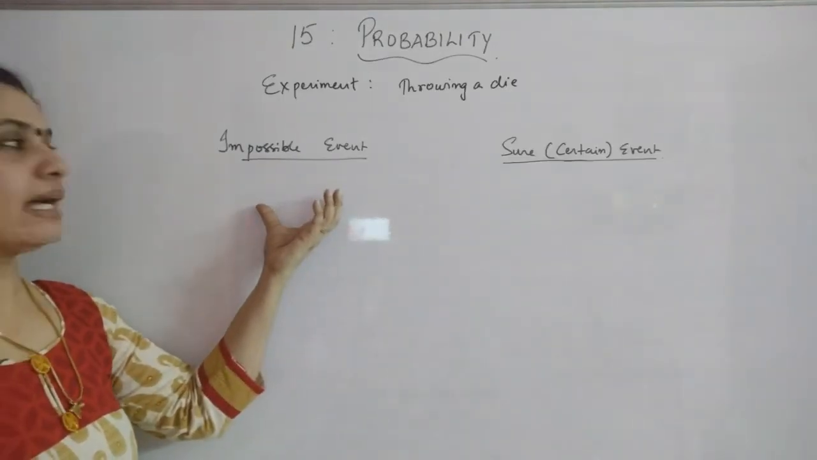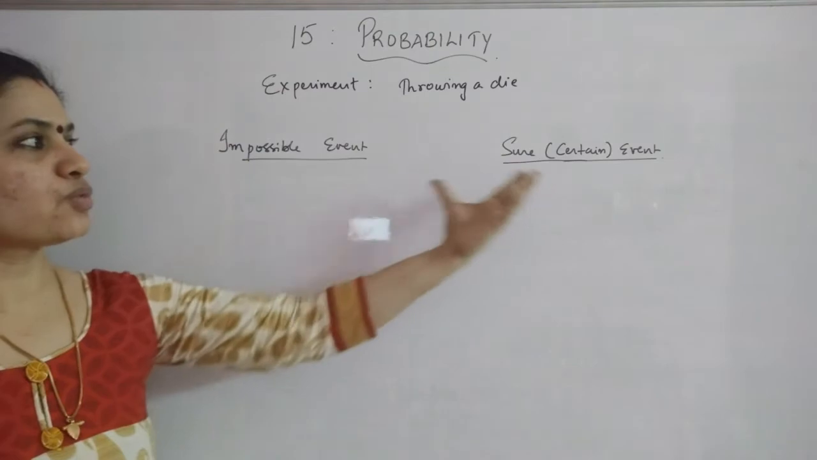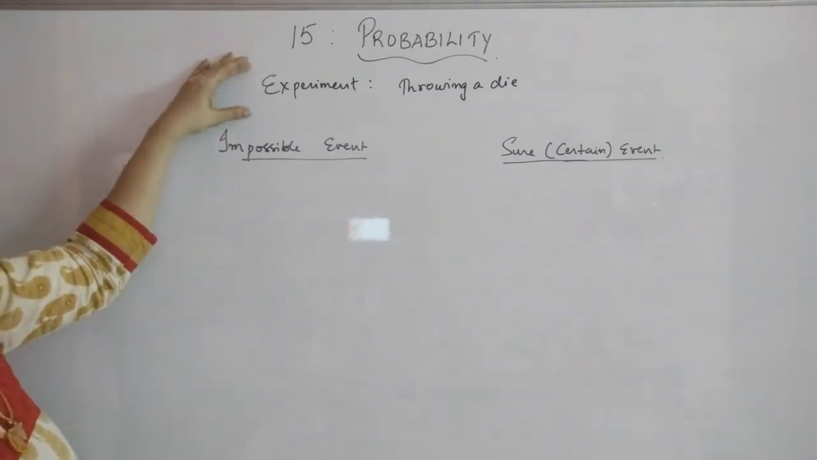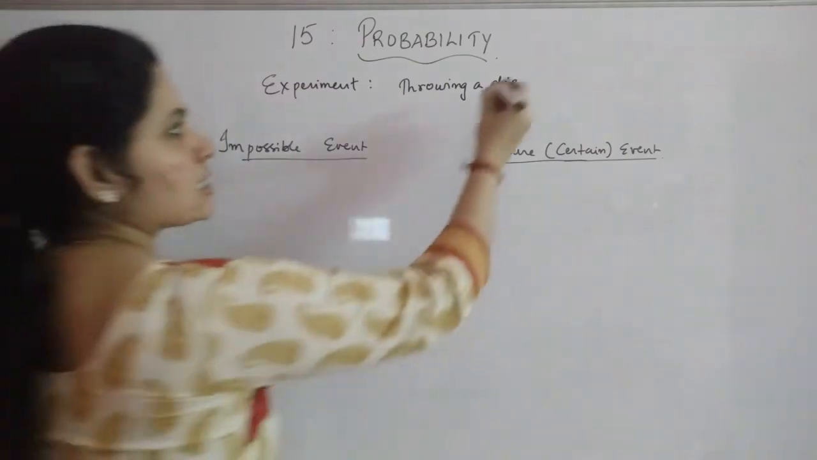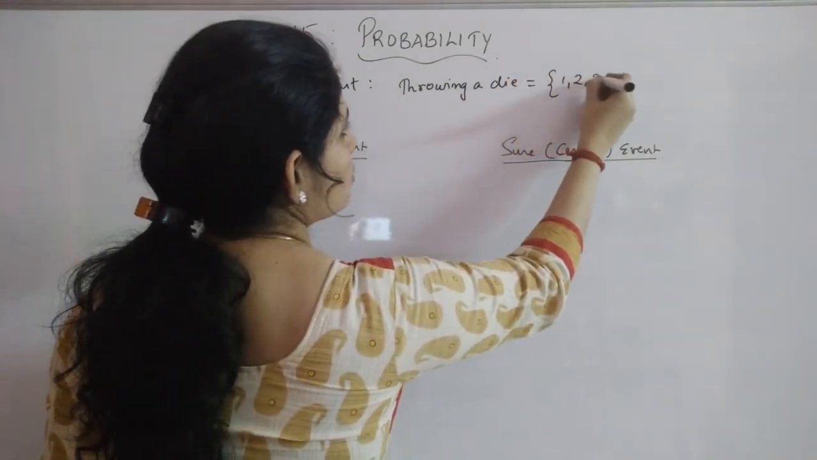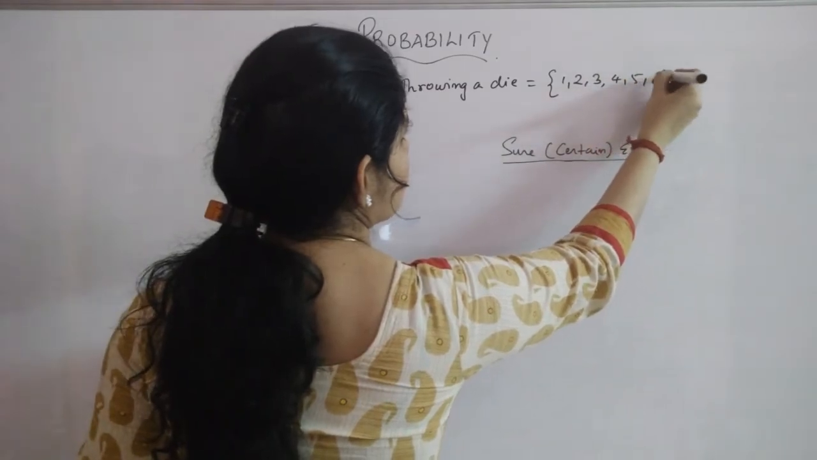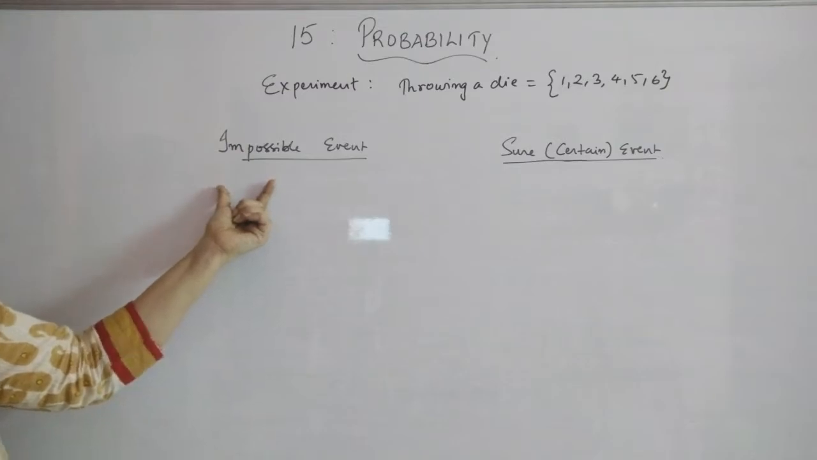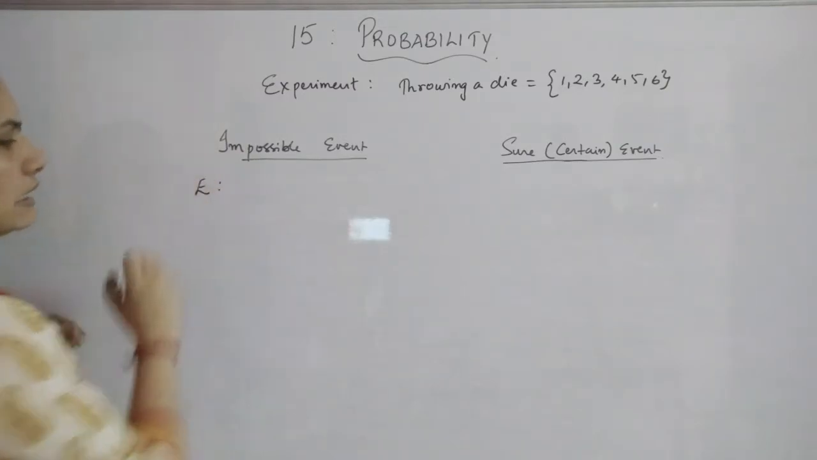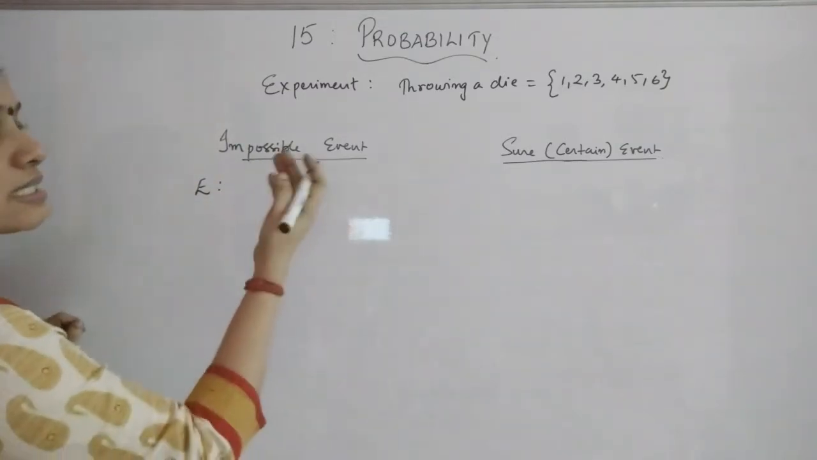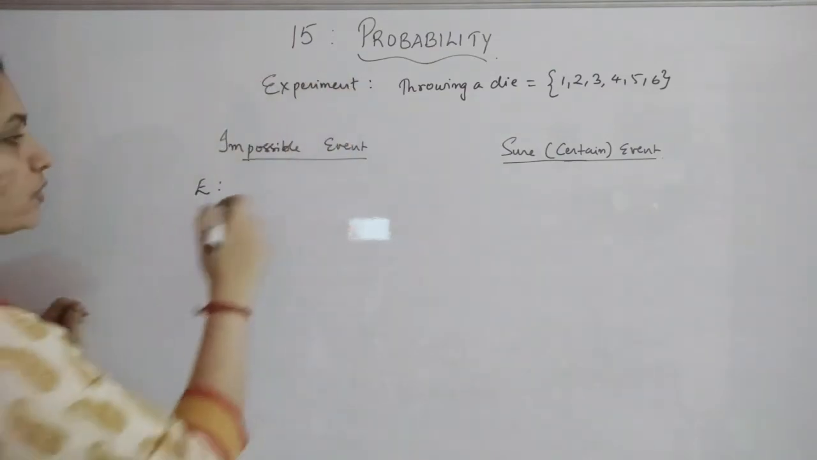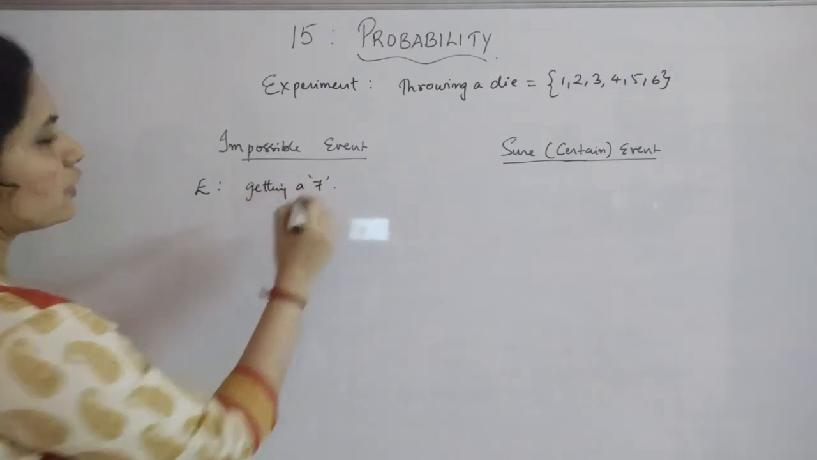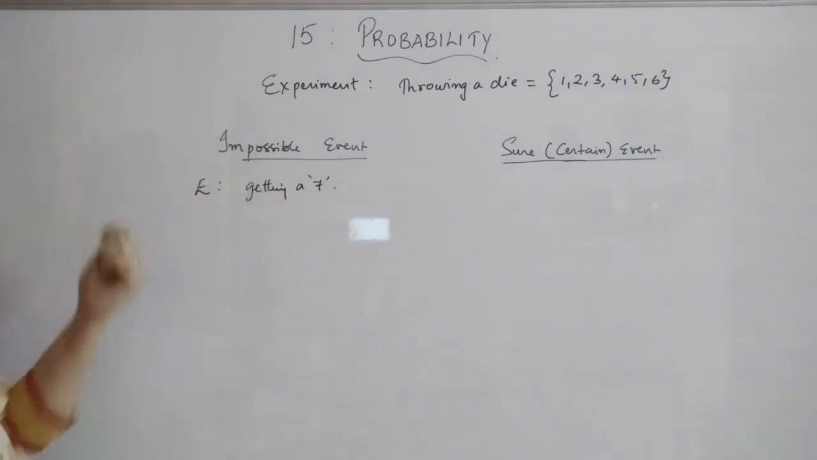Now what do you mean by an impossible event and what is a sure or certain event? First we will consider an experiment of throwing a die, and you know that the possible outcomes are 1, 2, 3, 4, 5, 6. So let E be the event of getting a 7 after throwing a die. Okay, getting a 7. So what will be the probability of getting a 7?